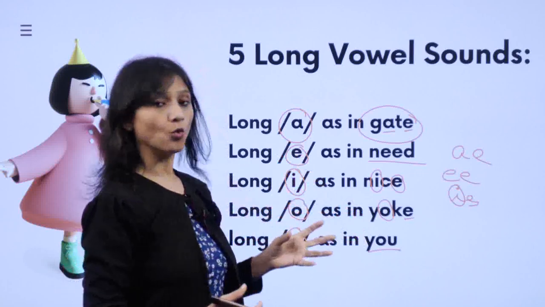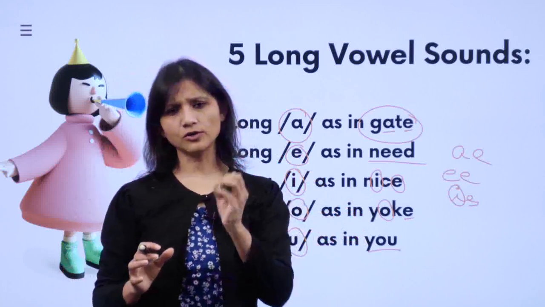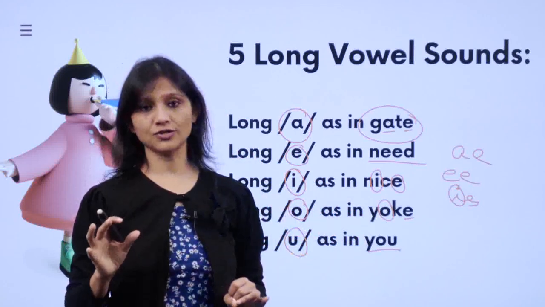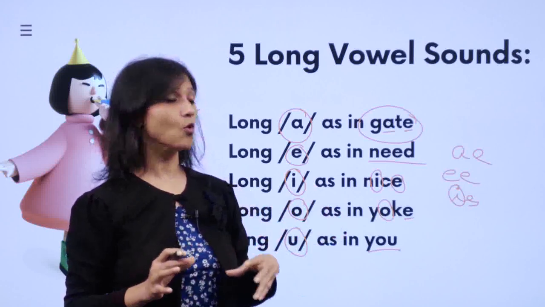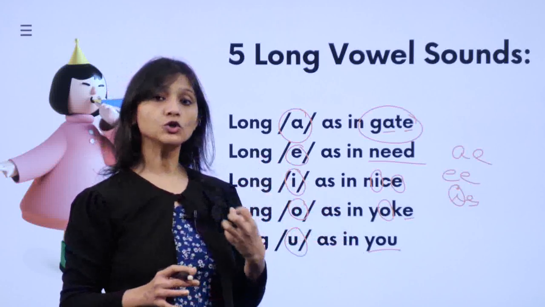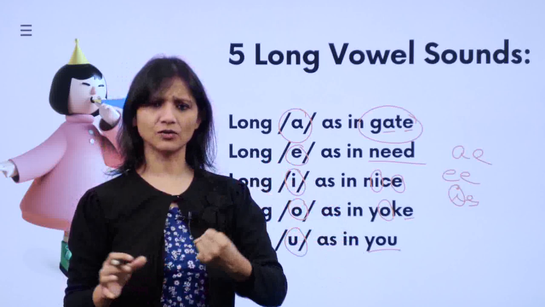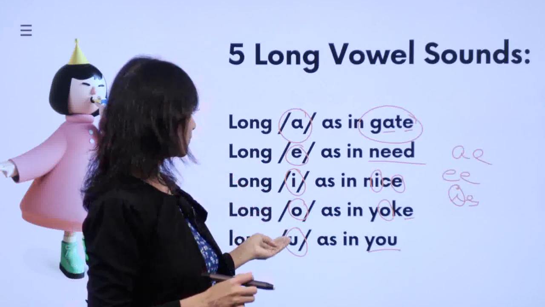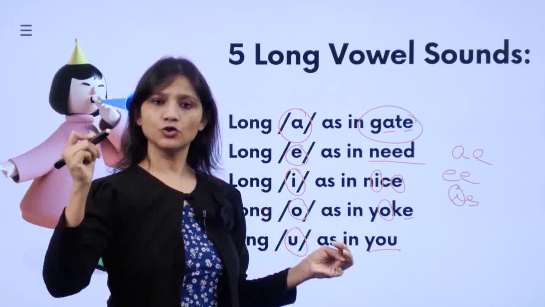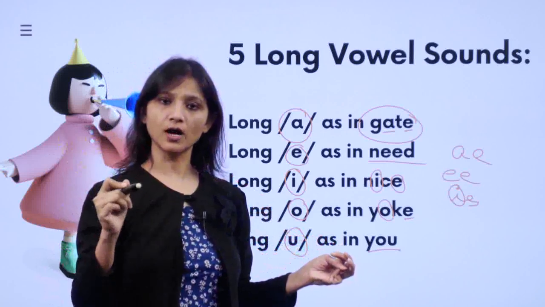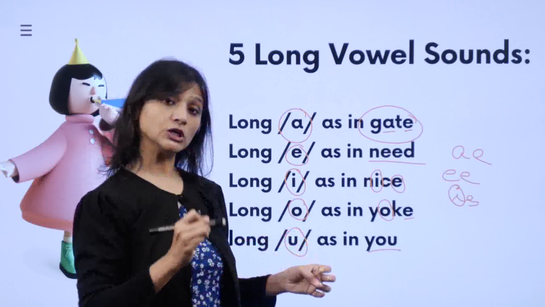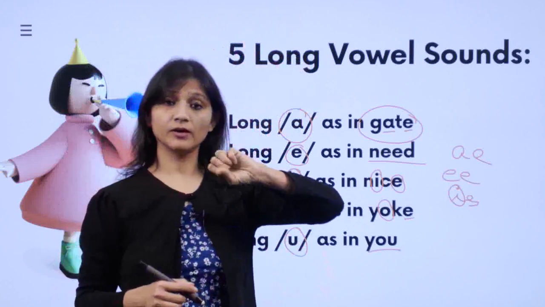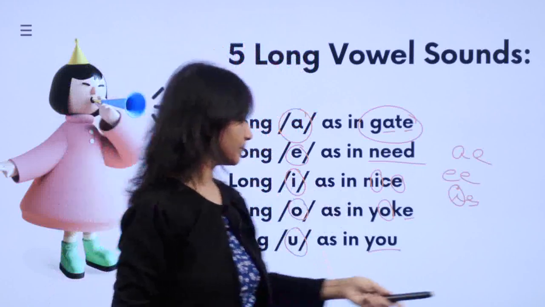Okay. Then O. We have seen the phonic sound or the soft sound or short sound of O is O. Orange. O. But the long sound of O is O. Yolk. All right. We'll see other words. Toe. Foe. Okay. Then finally it's U. We had seen the short sound or the phonic sound of U is A. The long sound of U is U only. Okay. So these are the five long vowel sounds. So these vowels are producing the long sounds.